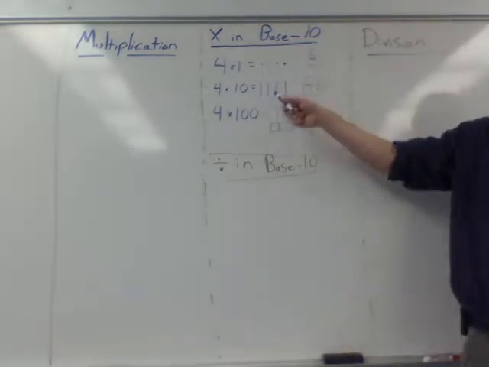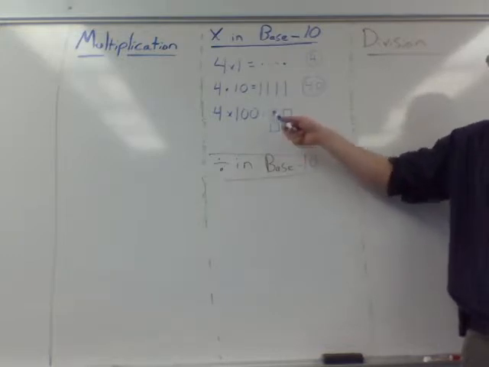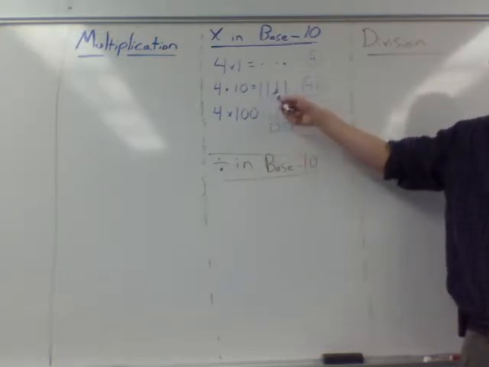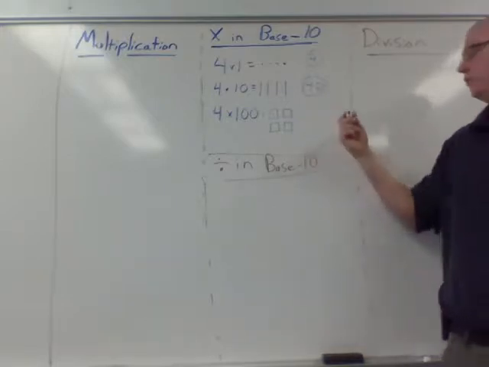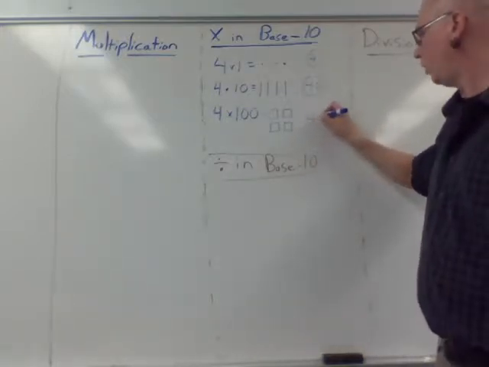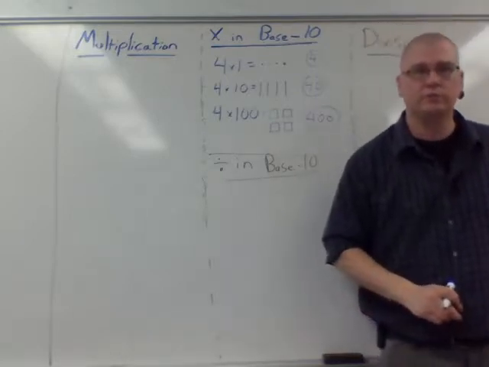10 times bigger. Now 10 more times bigger, right? 10 groups of 10 is 100. So I took this 10 times 10 is 100, 10 times 10 is 100, 10 times 10 is 100, and 10 times 10 is 100. Or a 4 in the 100th place.